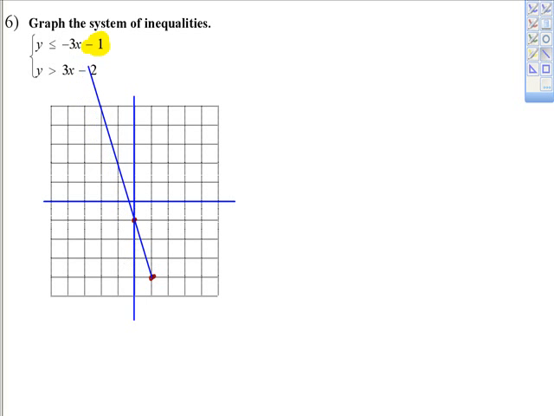What kind of line is this? Solid or dashed? How do I know this one's solid? Because of the or equals, right? It can be equal, so it's going to be a solid line. To do the other equation, I'll start at the y-intercept negative 2. This one has a slope of positive 3, so I'll rise 3, 1, 2, 3, and run 1. I'm going to do that a couple times. And what type of line do I need to draw through these points? This one's going to be dashed because we can't be equal.